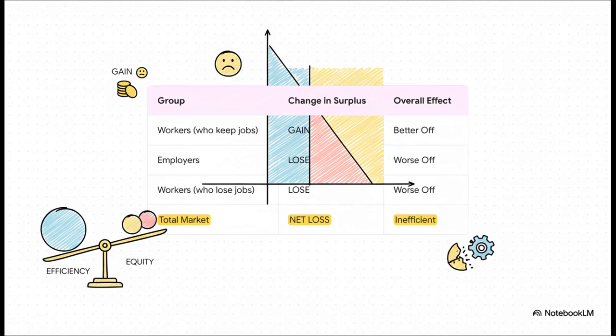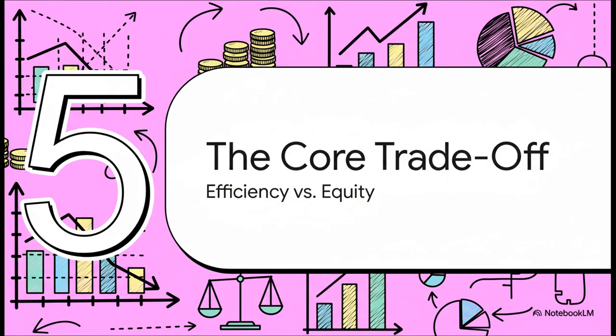So once again, the total market has a net loss, a deadweight loss, which makes the policy from a purely economic standpoint inefficient. So, this begs the question, right? If these policies are inefficient, why in the world do we have them?